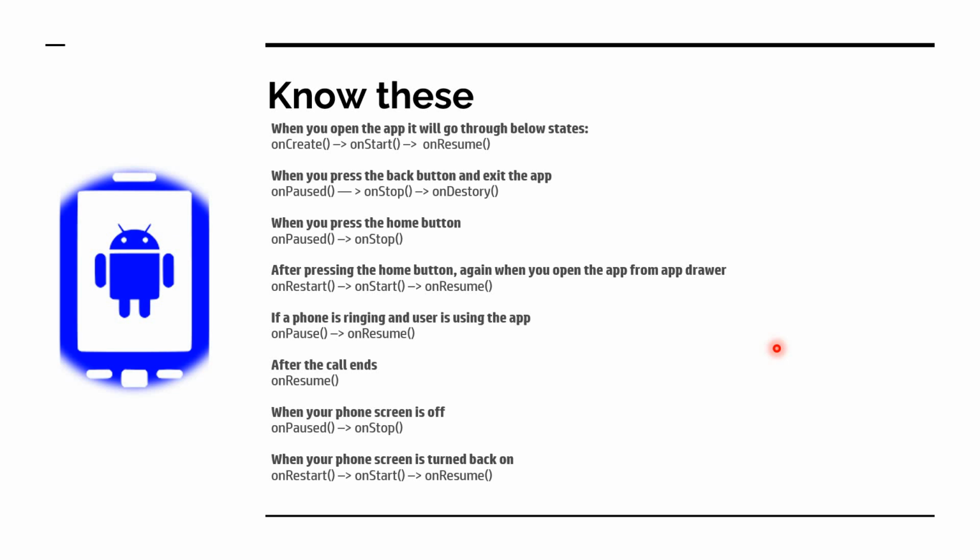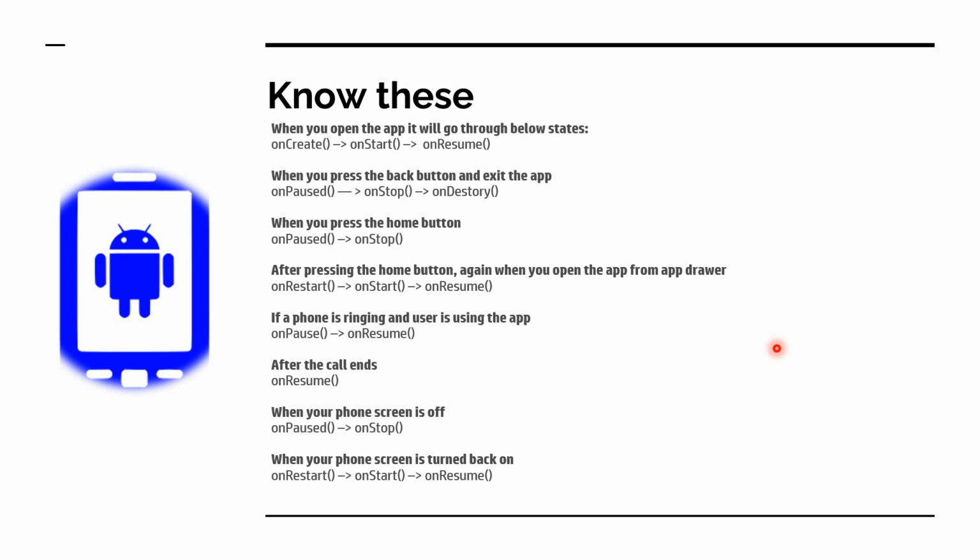After pressing the home button, when you open the app again from the app drawer, it will be on restart, on start, on resume. So you understand, right? The flow is simple. If the phone is ringing and the user is using the app, it will go from on pause to on resume. After the call ends, you have completed the call, what will happen? On resume.